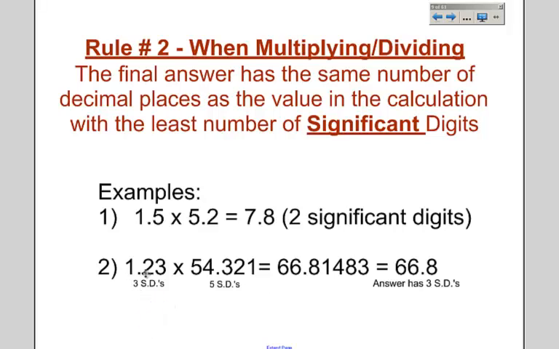Okay, so we times these together, we end up with 66.81483. So our final answer can only have those 3 significant digits. So we look here, 6, 6, and 8 are going to stay. We look at our next number. It is less than 5, so we're going to keep our 8 at the same number. We're not going to round it up. We're going to keep it where it is.